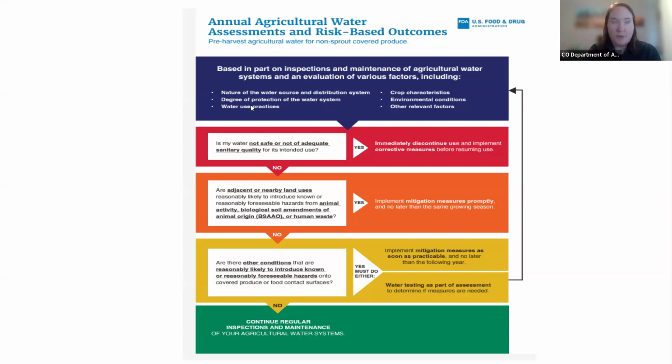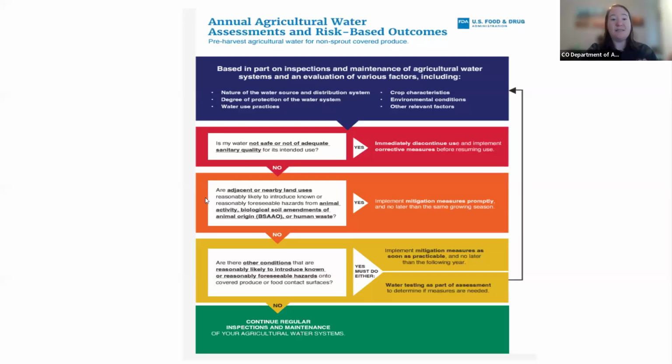Then you would walk through this flow chart as far as what you could do about your risks. In this red box it says, is my water not safe or not of adequate sanitary quality? If that's a yes, then it says immediately discontinue use and implement corrective actions before you resume using it. So if it's egregious or an imminent threat, this is where it would be. You'd have to discontinue using it, and you couldn't continue using it until you make sure that it meets that. If that's a no, it's good to go for that one.